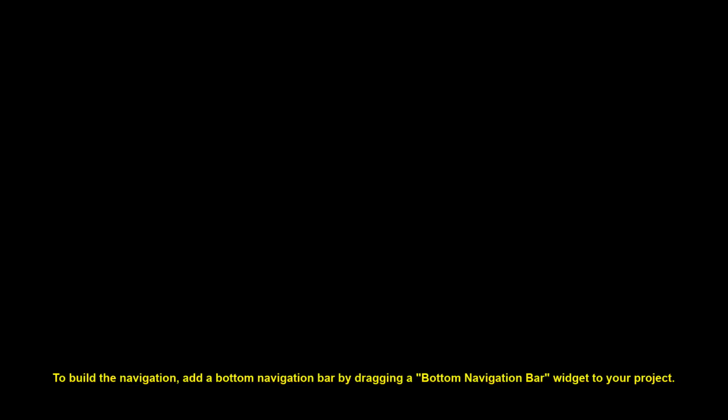To build the navigation, add a bottom navigation bar by dragging a bottom navigation bar widget to your project. Configure it with icons and labels that represent different app sections, such as Home, Categories, and Cart.